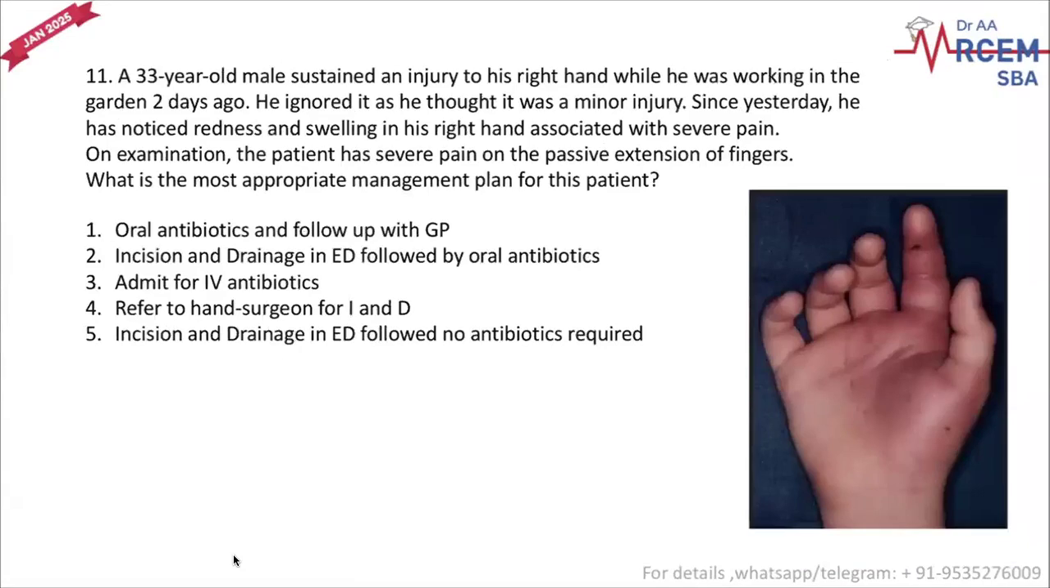A 33 years old male sustained an injury to the right hand while he was working in the garden 2 days ago. He ignored it as he thought it was a minor injury. Since yesterday, he noticed redness and swelling in the right hand associated with severe pain. On examination, the patient has severe pain on passive extension of the fingers. What is the most appropriate management plan for this patient?